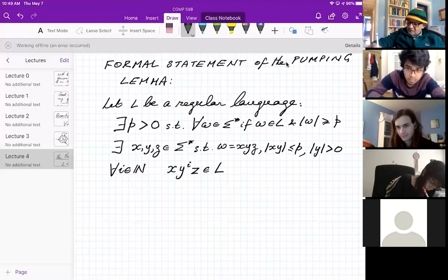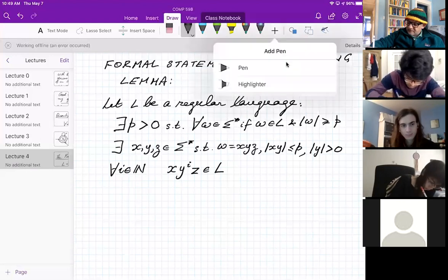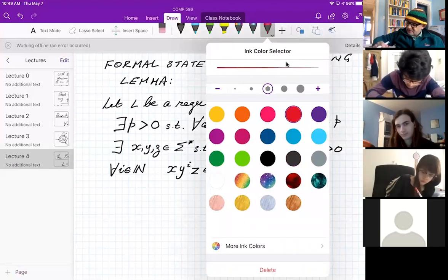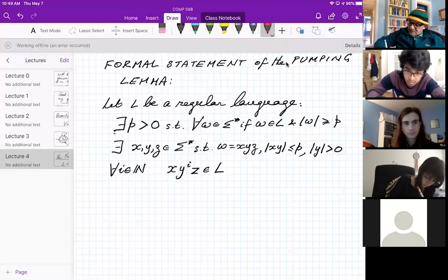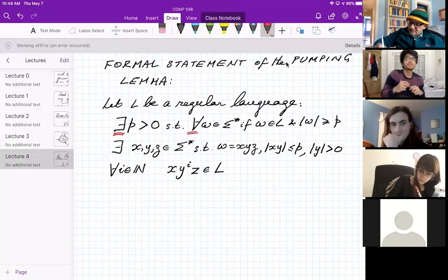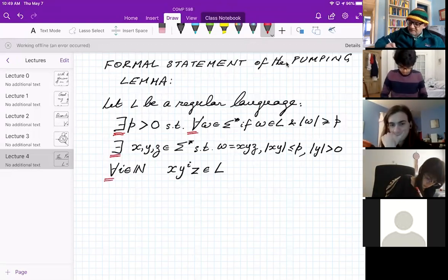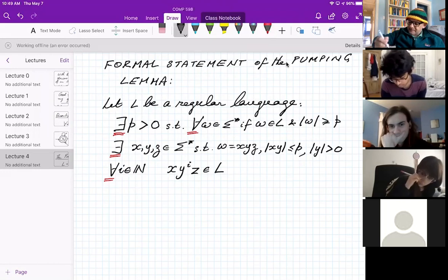Okay, so note all these quantifiers. Here's one, here's another, here's another, and here's another. So four quantifiers, and how many alternations? One, two, three alternations of quantifiers. So this is quite a non-trivial statement to analyze.